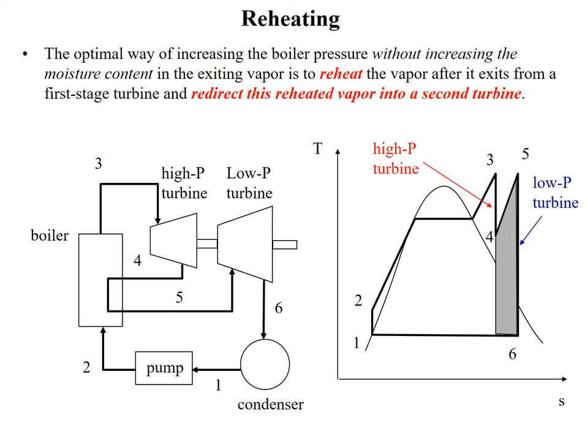So you can see 1 to 2 is a compression in the pump, 2 to 3 is the boiler, 3 to 4 is isentropic. Why are we drawing isentropic? If it is isentropic work done, the entropy remains constant, that's why we are drawing a vertically downward line. Next, 4 to 5 is the reheat and 5 to 6 is the low pressure turbine. So it is again an isentropic process, and 6 to 1 is a constant pressure process, isothermal expansion and isothermal compression, so that's why we draw a horizontal line. Okay, so this is the reheat cycle.